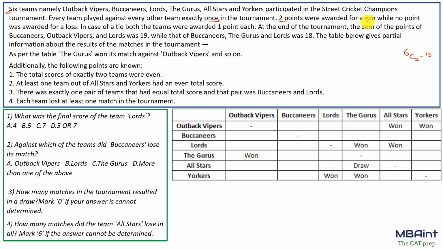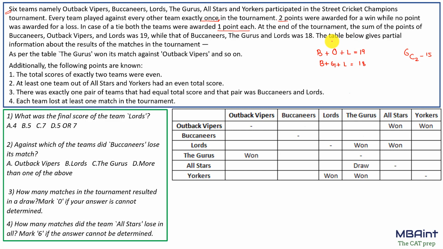Now further, 2 points were awarded for a win, while no point was awarded for a loss. In case of a tie, the teams were awarded 1 point each. Perfect. At the end of the tournament, the sum of the points of Buccaneers, O and L, was 19. So we have the sum of the points of 3 teams: B plus O plus L equals 19. And similarly, B plus G plus L equals 18.